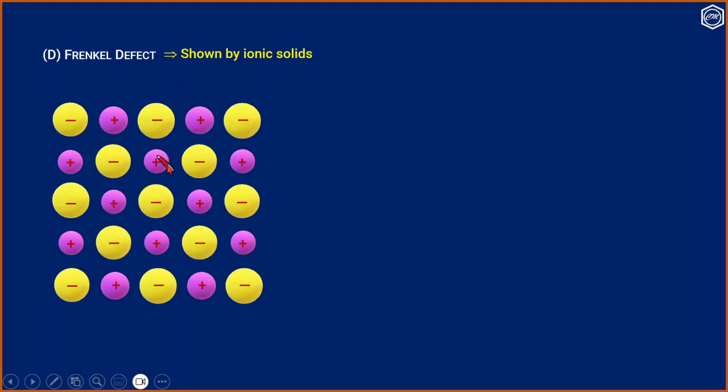The second type of stoichiometric defect that is observed in ionic solids is Frenkel defect. And this is an ionic solid, a perfectly ordered arrangement. And suppose that a cation is shifting into the interstices.